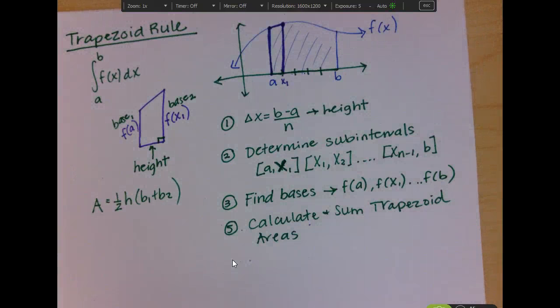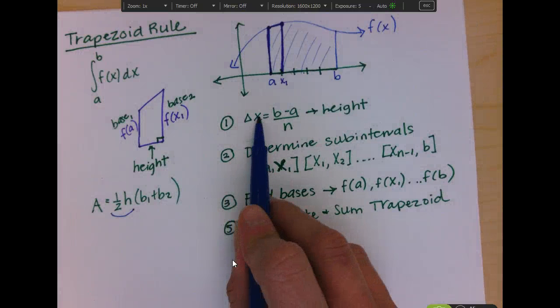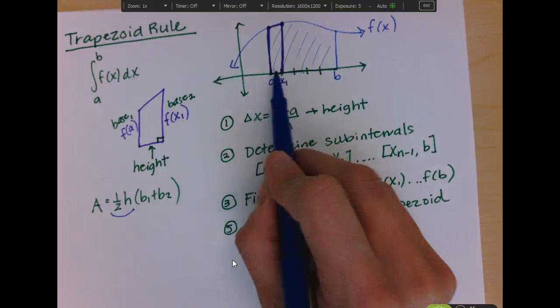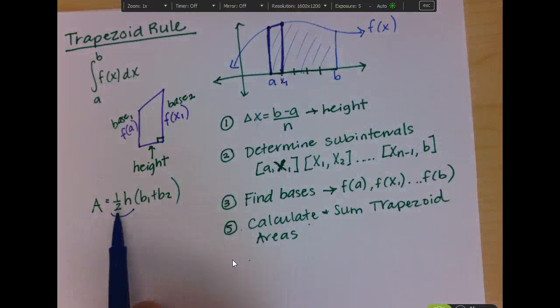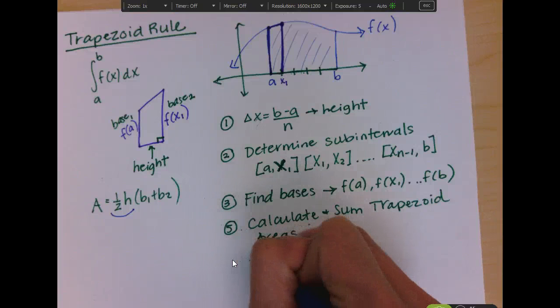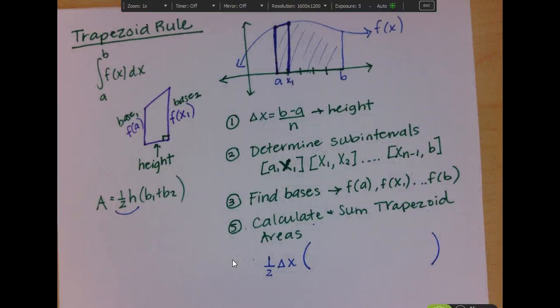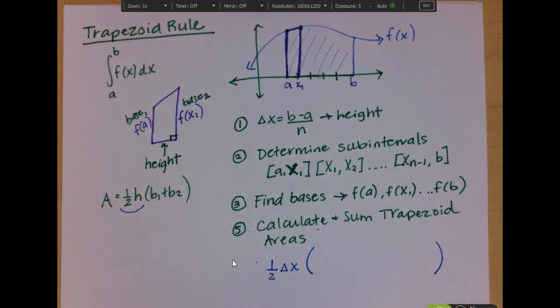And what happens here is quite interesting. What you're going to notice is that in every single trapezoid, you're going to be doing 1/2 times the height. And because the height is represented by our delta x, and we have equally spaced subintervals, the height is going to be the same for every single trapezoid. So this 1/2 delta x can be factored out, again, because it exists in the area formula for every single trapezoid that we create.